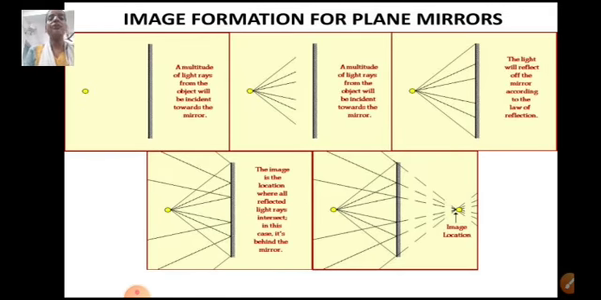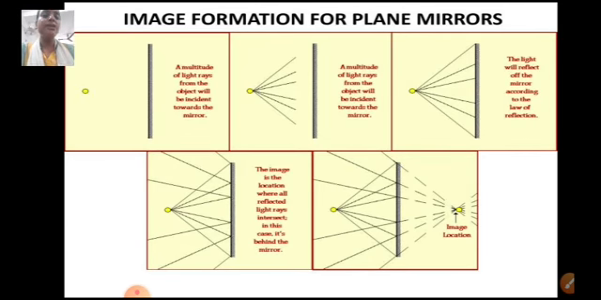Now let us see how images are formed on plane mirrors. First of all, a multitude of light rays from the object will be incident towards the mirror. So many light rays from the object will be falling on the mirror. The light will reflect off the mirror according to the law of reflection. Now these rays that are falling on the mirror will be reflected, because a mirror is a plain, shiny, smooth surface. So the light rays falling from the object on the mirror will then be reflected back.